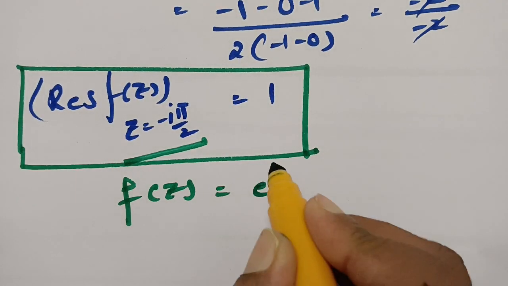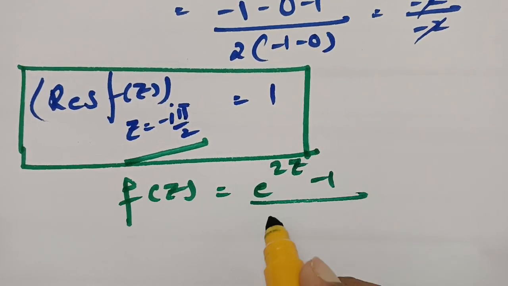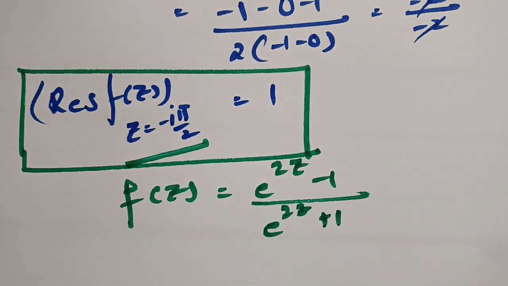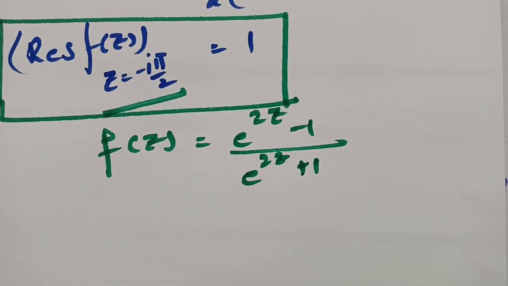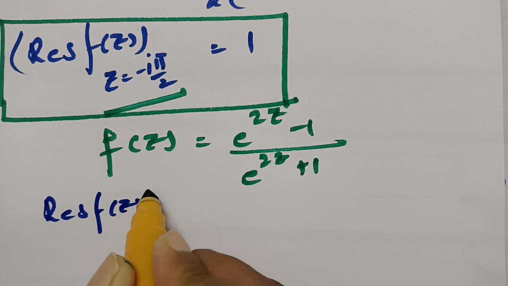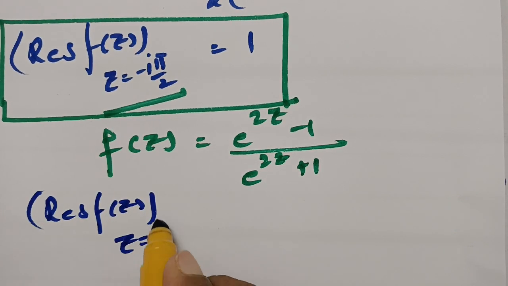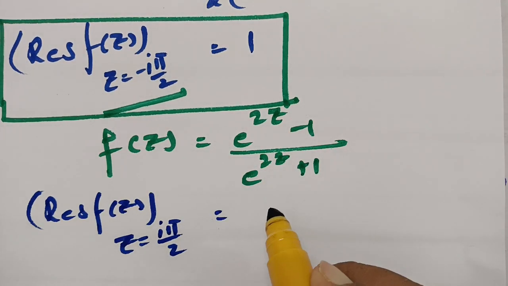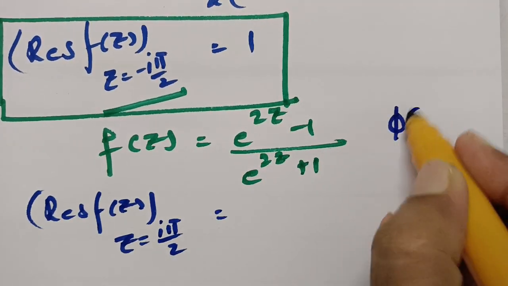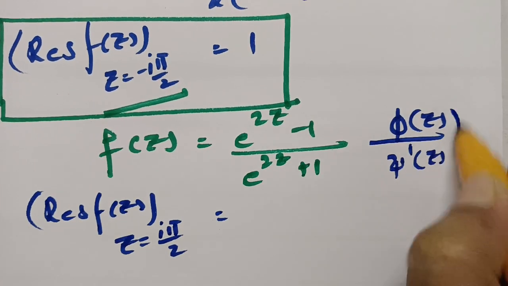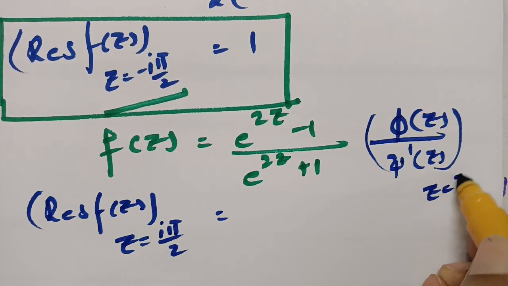So this is (e^(2z) − 1)/(e^(2z) + 1). Now I have to find the residue value. In order to find the residue value, the residue of f(z) at the pole z = iπ/2 is equal to, the first one we have to make the derivative. That is φ(z)/ψ'(z) at the point z = z₀.